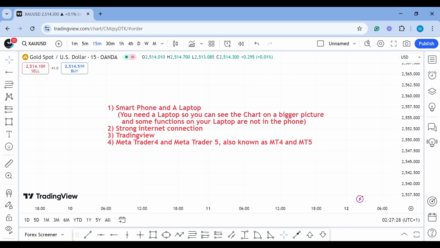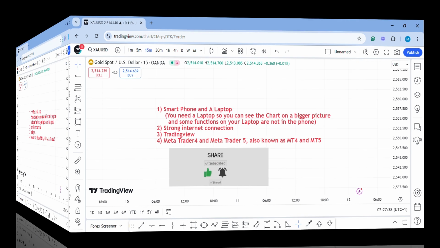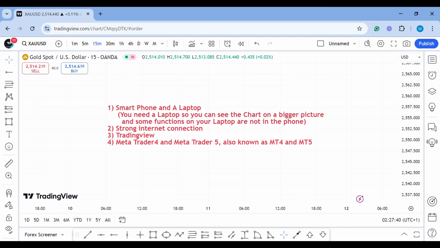Number two on our list is a strong internet connection. You need a strong internet connection because whenever you are in a running trade, if your internet is not strong, you might either make more money or lose more than you intend to lose. So that's the reason why you need a strong internet connection. Don't play with that.